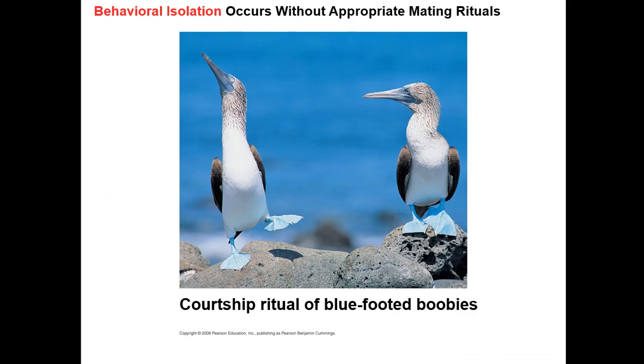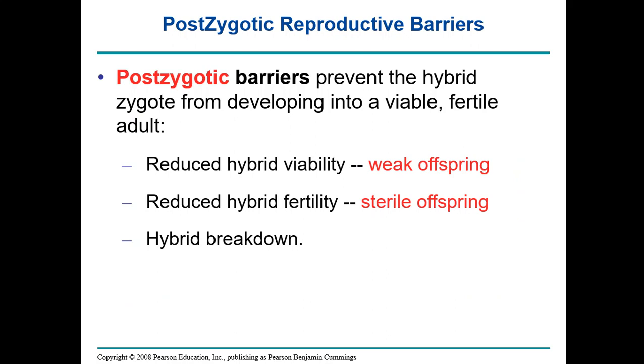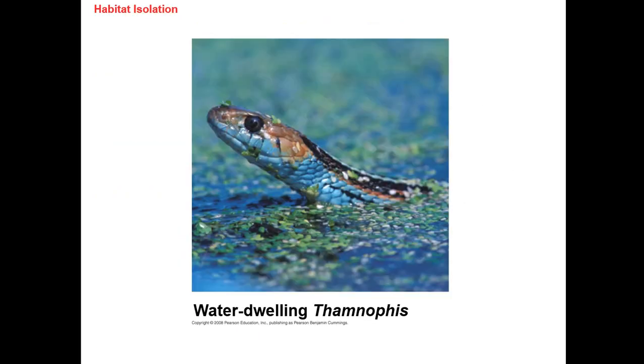Okay, so here is an example of behavioral isolation as an occurrence of mating rituals, for blue-footed boobies. This other one is an example of mechanical isolation, which works in a way that their shells are spiraling in opposite directions. Therefore, they cannot mate successfully. But if they are in the same direction, they could mate successfully. So, that's with Bradybana. Next, I'll show you first the next slide.